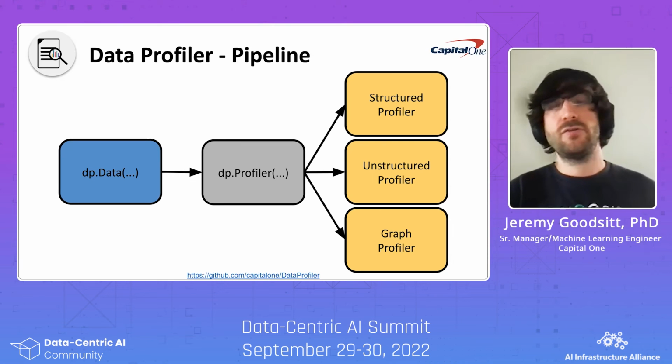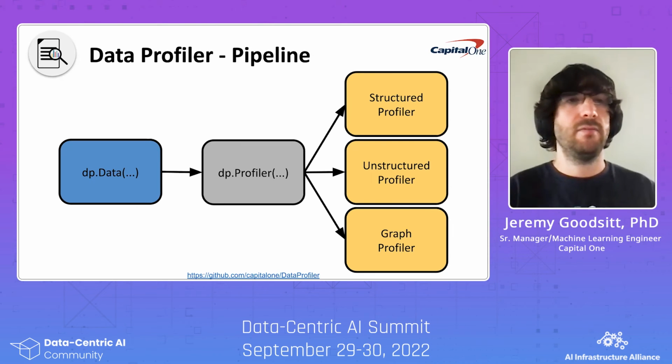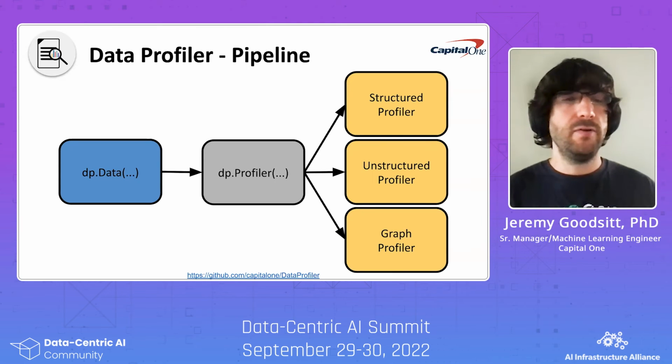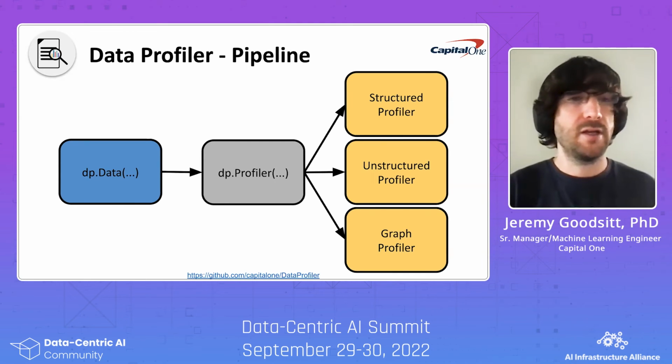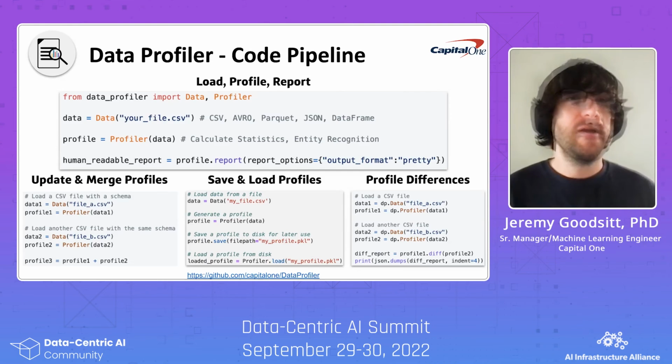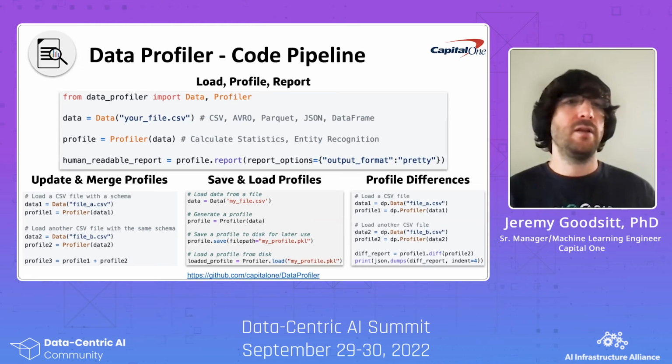And then we're going to throw that into a profiler to help automate this process of taking data and profiling it. And it's going to automatically try to identify whether it's structured or unstructured or graph profiler or some other type of profiler. So that way we can build these automatic pipelines, build these automatic checks, or automatically build synthetic data. And so ultimately, here's what that same flowchart looks like in code.